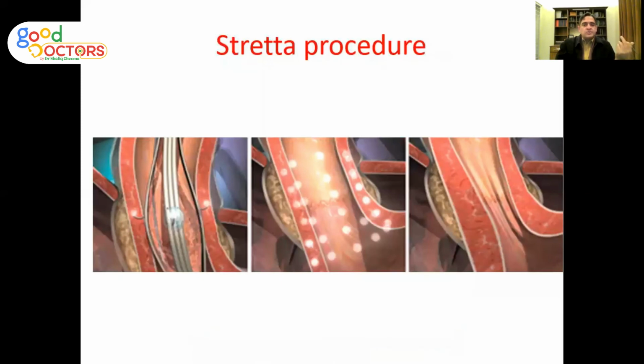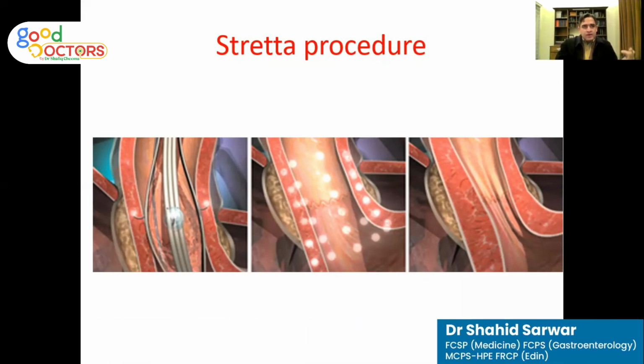Then there is the Stretta procedure. This is basically a procedure in which you pass a probe down into the distal part of the esophagus, and then through radiofrequency ablation, you burn that part at multiple spots. What happens after burning is that, because of the fibrosis and scarring, the distal end of the esophagus gets narrowed and the chances of reflux of acid are less likely. So there are different techniques which are being used to help these patients who want to get rid of the drugs.